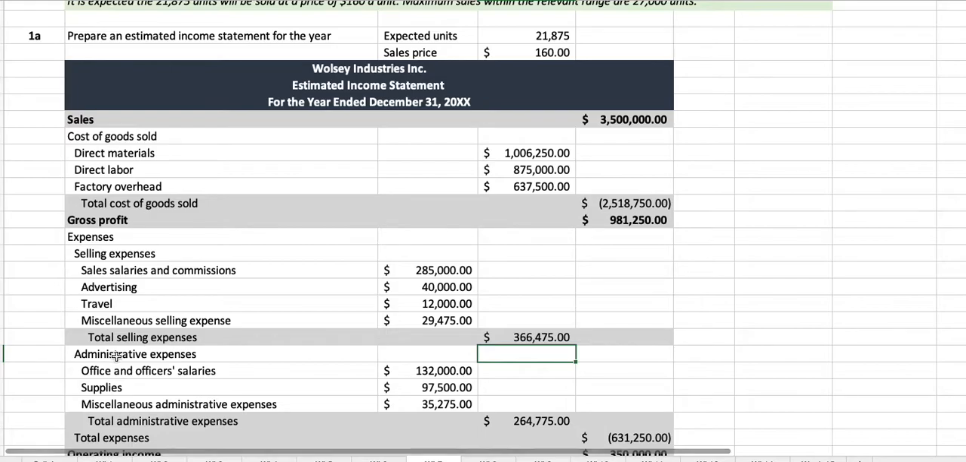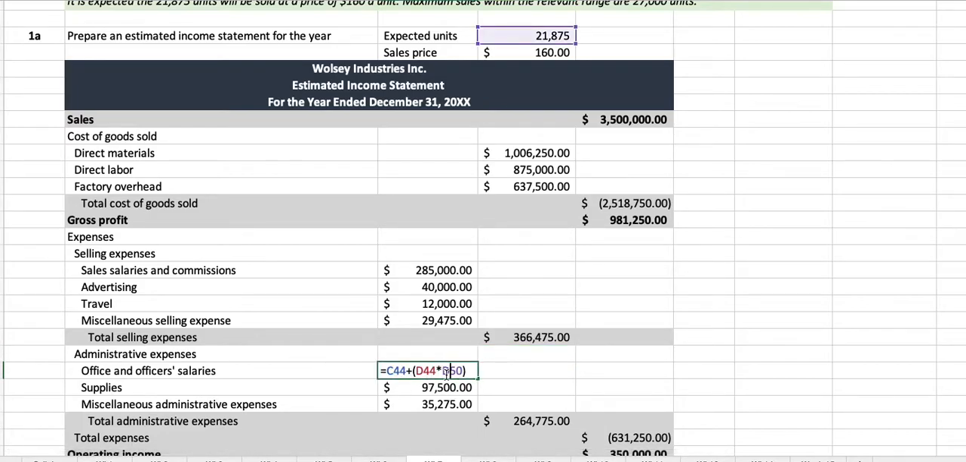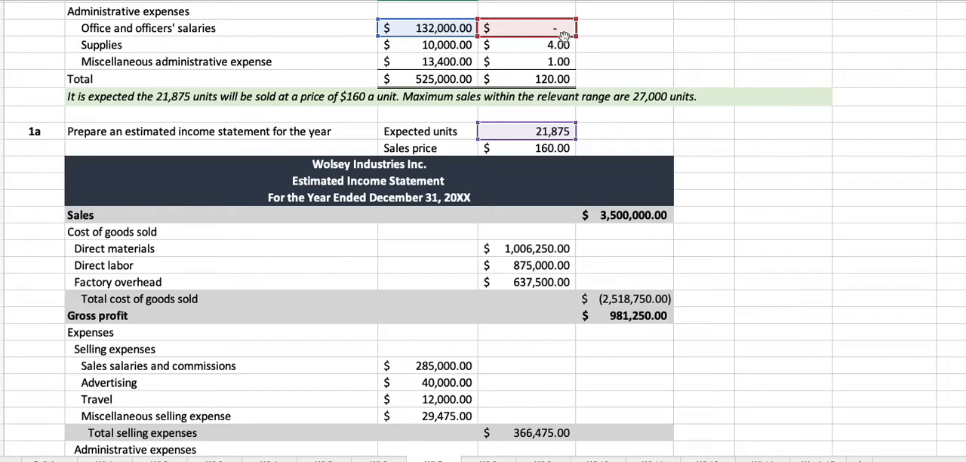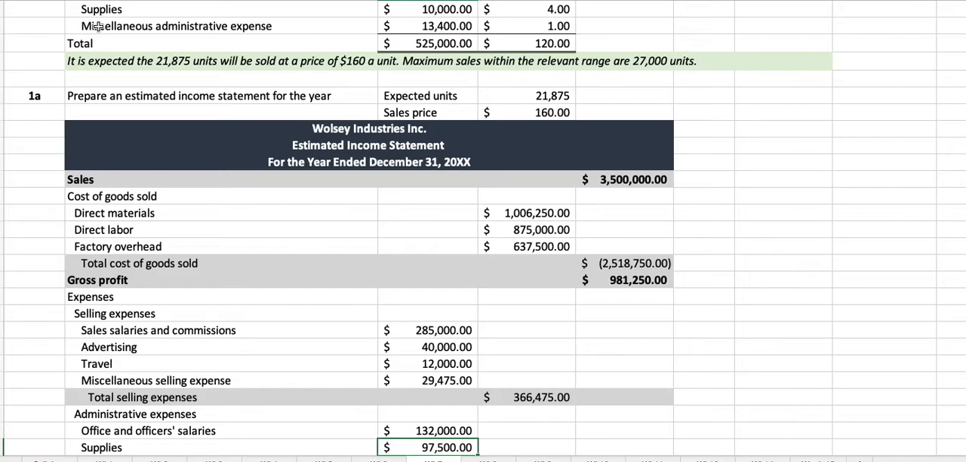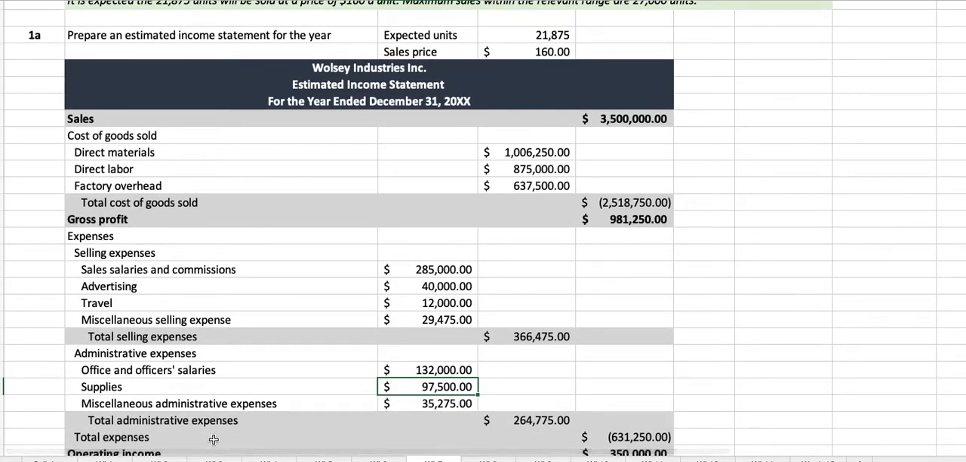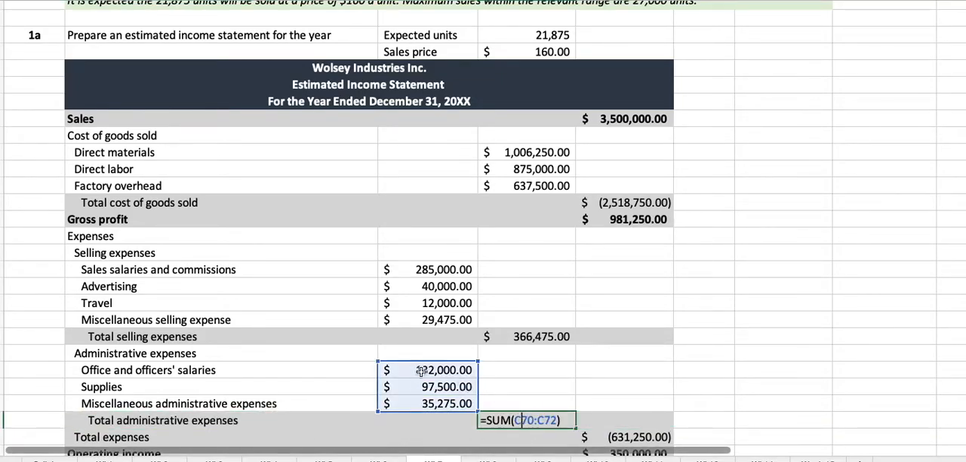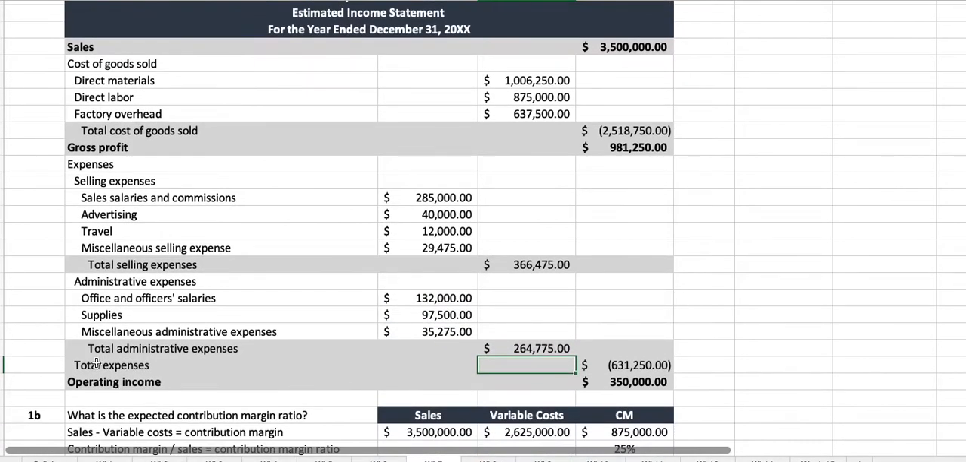Same thing for administrative expenses. We have no variable cost for office and officer salary, but we do have variable costs for our supplies and our miscellaneous administrative expenses. And now I have my total administrative expenses here, and I've summed it up. And now my total expenses will be both the selling expenses and the administrative expenses together.